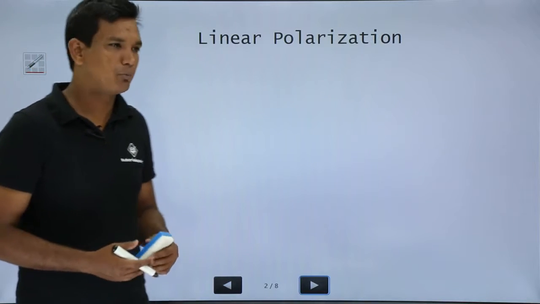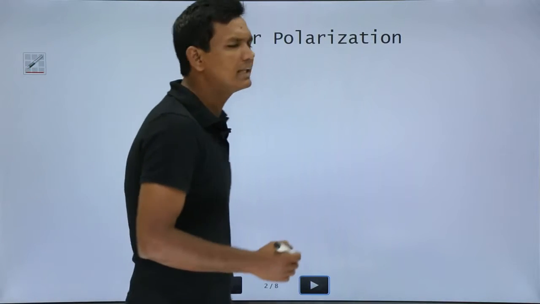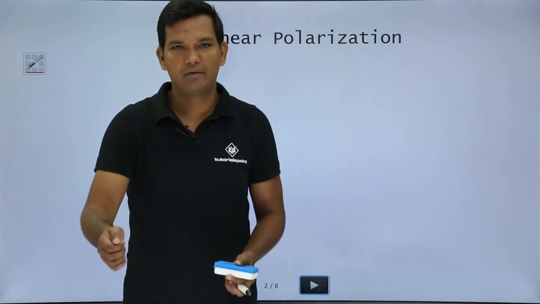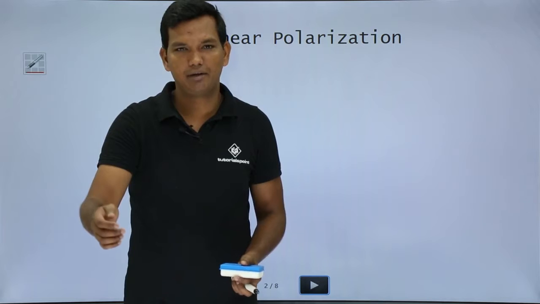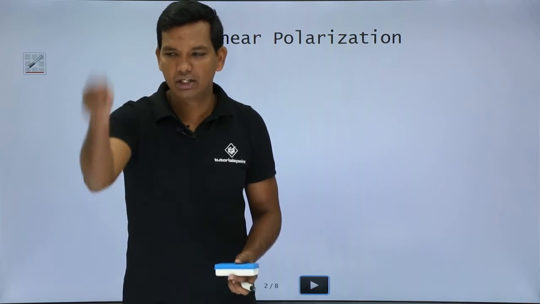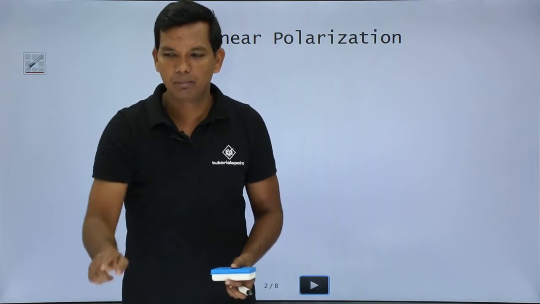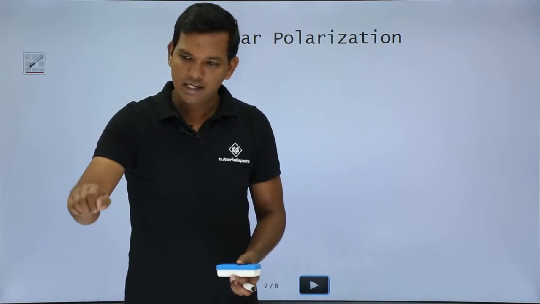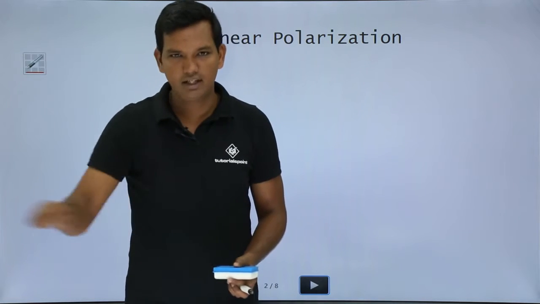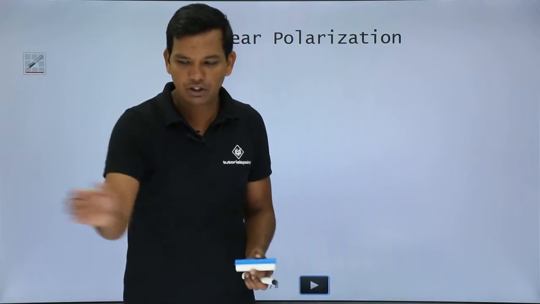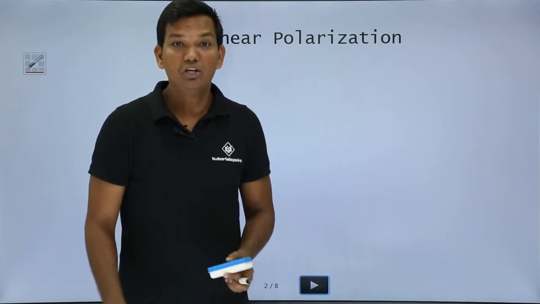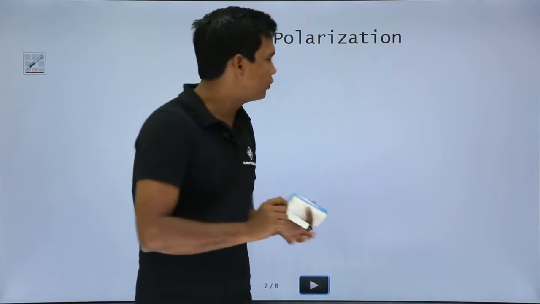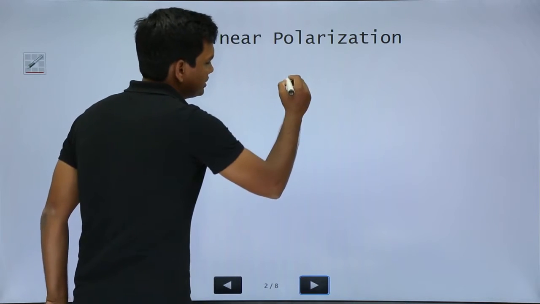Now, what is linear polarization? Let me take one example. Let us say I have a string, a thread, in my hand. I move the thread like this, and the thread takes a wave shape going up, right? Again, with the same thread, if I move very fast, the thread will go like this, right? This is what is happening in linear polarization.